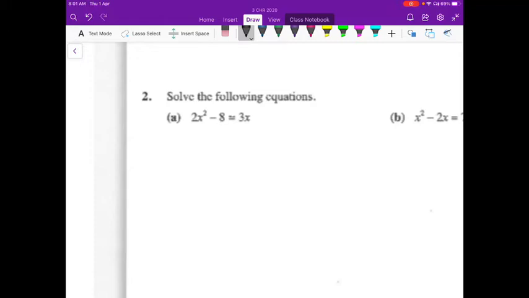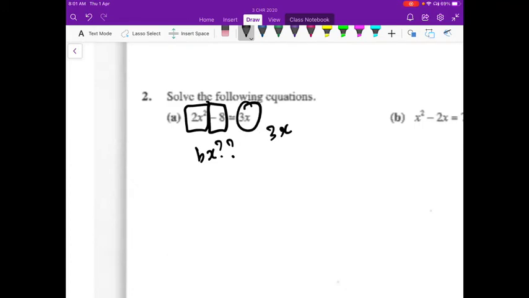I have an ax squared over here. I have a constant term without the x. Yeah, I do have it over here. Then on my left hand side of the equal sign, I'm missing a bx. And on the right hand side, I am supposed to be having equal to 0. But in this case, I have a 3x on the right hand side. It is not a 0.